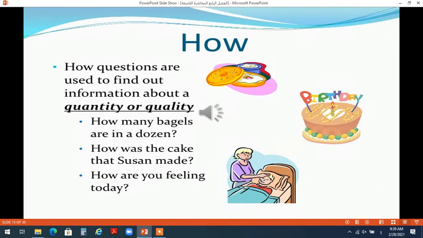How was the cake that Susan made? Here the question is about the quality. السؤال عن نوعية الكيك التي صنعتها Susan. How are you feeling today? Again, here it is used to ask about your health or your well-being.